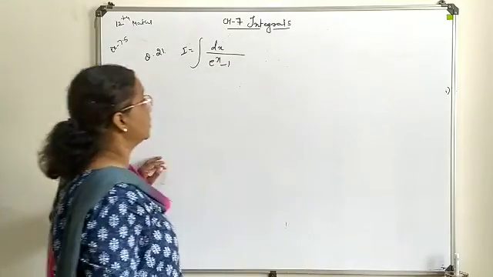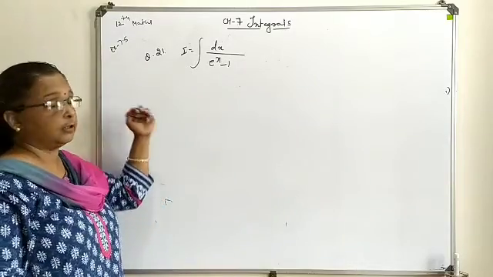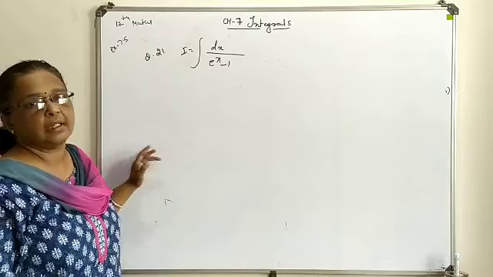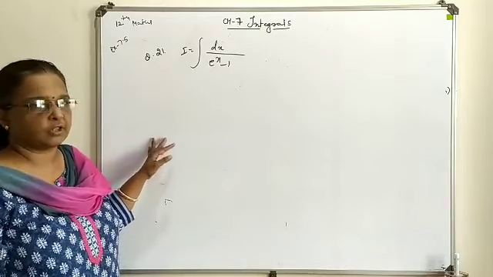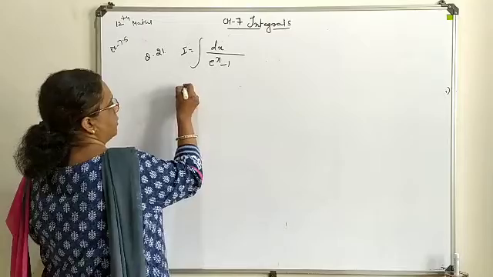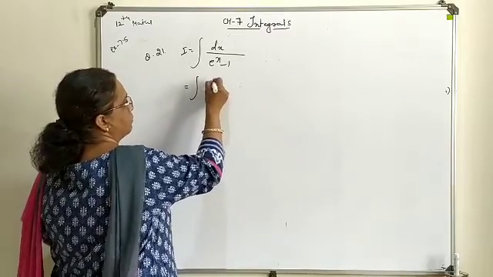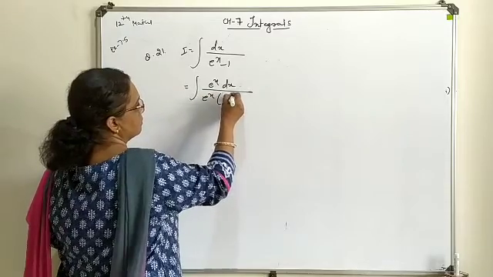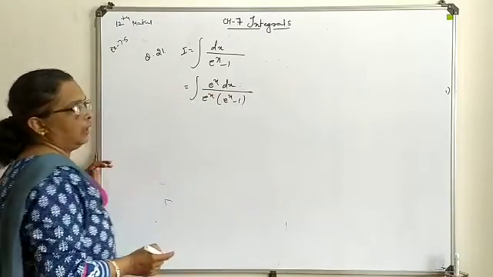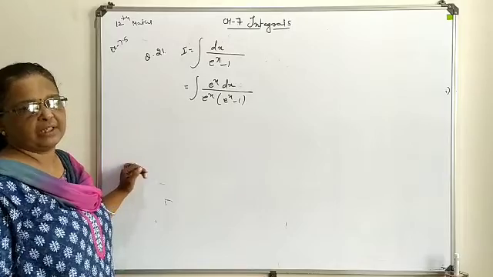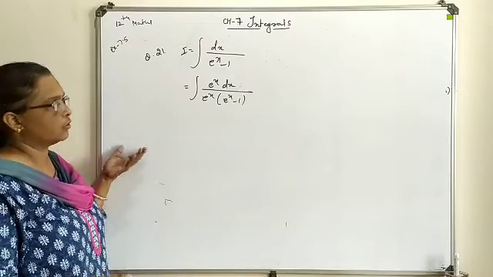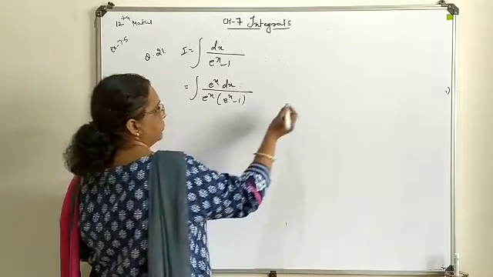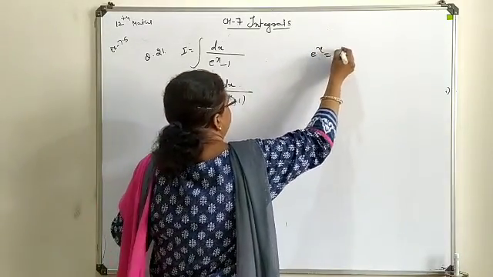Now this question you can handle in two ways. First of all, multiply and divide by e power x, or you can take e power x as a common one. So both ways this situation can be handled. First we are going to multiply and divide by e power x. Here we are going to suppose e power x as t.